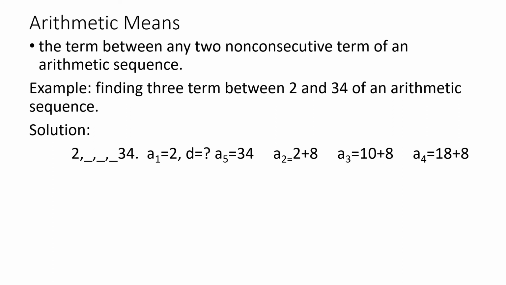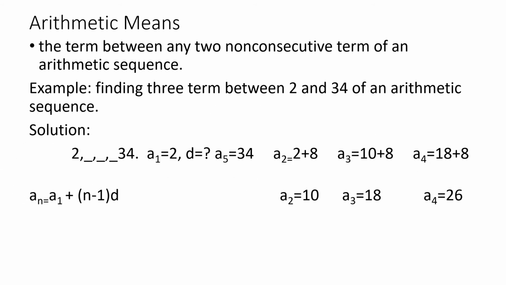First, we need to consider our a sub 1, since it is already given. So our a sub 1 is equal to 2. Our d is unknown because we cannot tell what our common difference will be. And our a sub 5 is 34.